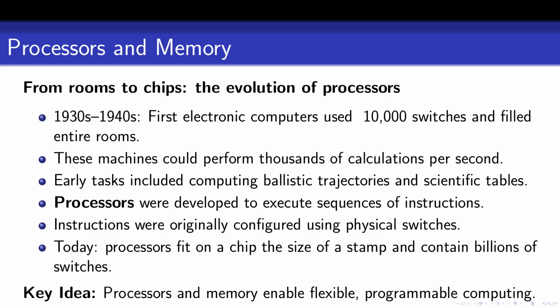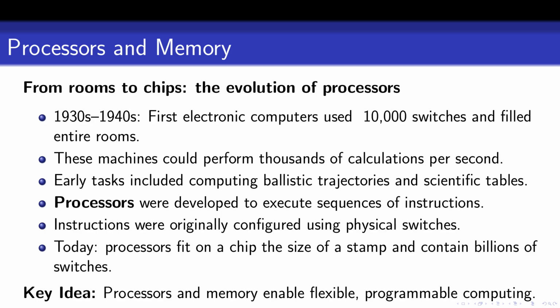Now that we've introduced switches and the concept of bits, let's talk about how these pieces evolved into something as powerful as a modern processor. Back in the 1930s and 1940s, the first electronic computers were massive. They filled entire rooms and used over 10,000 switches. Despite their size, these machines could only perform a few thousand calculations per second. That might sound slow today, but at the time it was groundbreaking. These early computers were mainly used for complex scientific and military calculations, like computing ballistic trajectories.